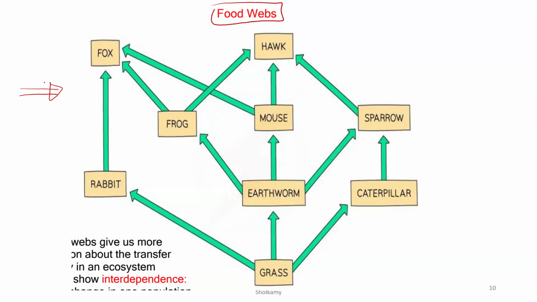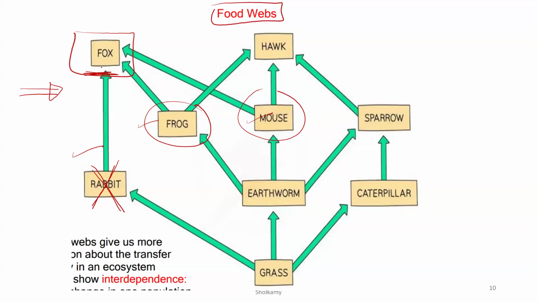Let's say there was a disease that killed all the rabbits. How will this affect the fox? Can someone tell me, will the fox find more food or less food? Less food. The fox feeds on the rabbit and the frog and the mouse. Now the fox had 3 options. But now the fox will have 2 options. It will have to eat only frog and mouse because the rabbit is gone. So this is going to affect the food of the fox.